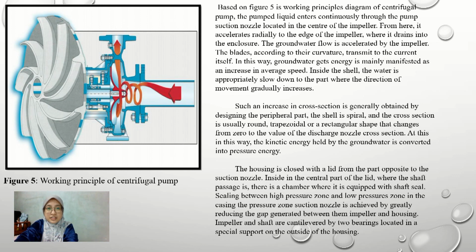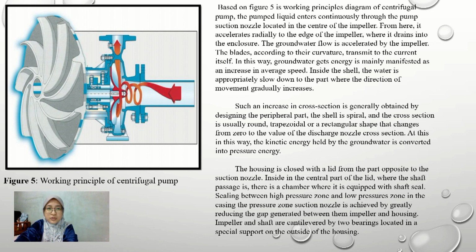Such an increase in cross-section is generally obtained by designing the peripheral part. The shell is spiral and the cross-section is usually round, trapezoidal or rectangular in shape, changing from 0 to the value of the discharge nozzle cross-section. In this way, the kinetic energy held by the groundwater is converted into pressure energy.